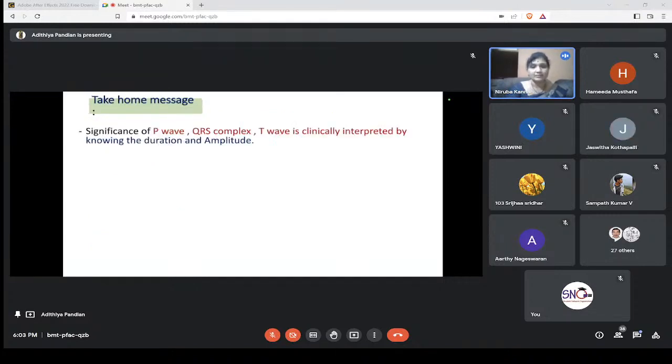Okay, the take home message will be: significance of P, QRS and T wave is interpreted by knowing the duration and amplitude. Unless you know the duration and amplitude, you cannot read an ECG. ST segment, PR segment. Segments are always isoelectric lines. They are read only for elevation or depression. Next.